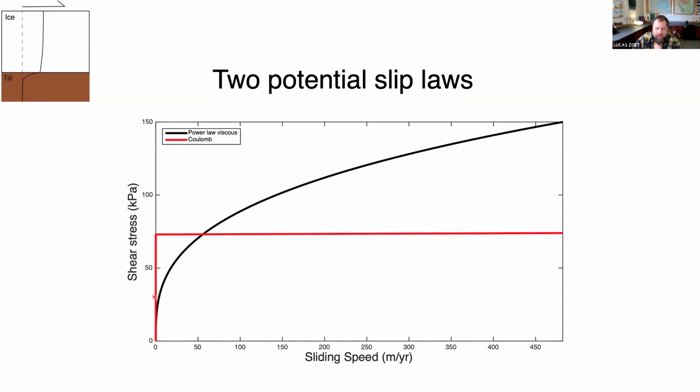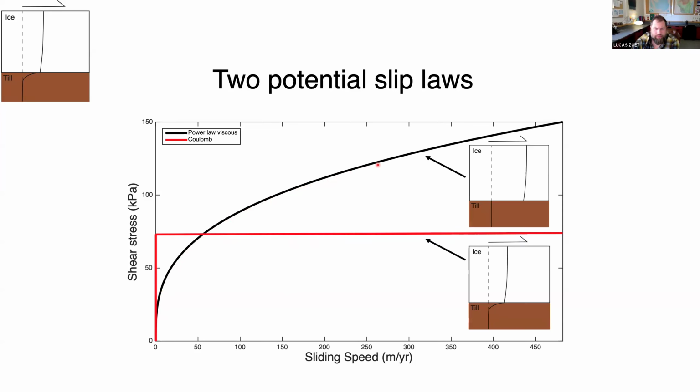You push on the bed, nothing happens. You push on it, you reach the yield strength of the till, and then it begins to deform, but with no longer a dependence of the rate at which it's deforming on the applied stress. Conversely, you could have a bed that continues to push back harder and harder and harder, sort of like those Weertman or viscous sliding laws that were proposed earlier. And so we want to determine which one of these is right, or if either one of them is right.